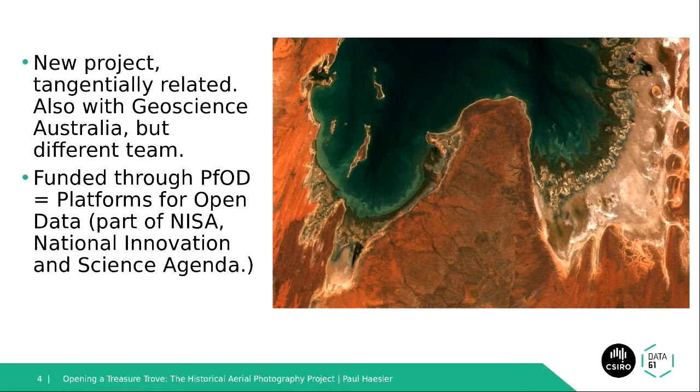It's funded through PFOD, the Platforms for Open Data program, which is part of the National Innovation and Science Agenda. PFOD is a program that lets Australian government departments propose small projects based around open data, either opening up new data sets or making existing data sets more accessible. If those proposals are successful, they get funding to work on that project with Data61. They're usually fairly small self-contained projects or pilots for larger projects. They usually run 12 to 18 months with a fairly small team.